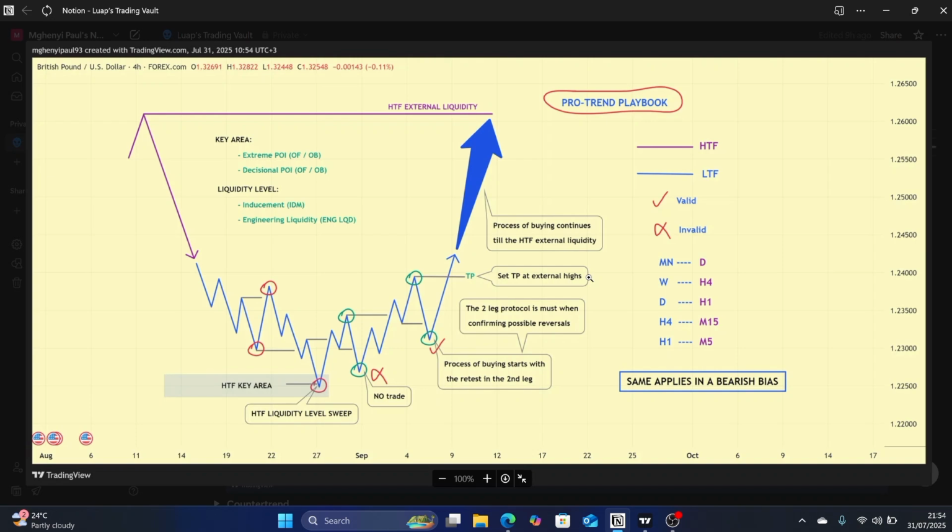Of course, I'm a day trader. I need my trades to close during the day. I don't hold trades overnight. I don't hold trades over the weekend. So this means that I'll be targeting the lower time frame external highs or somewhere above that, but ensure that I also get a good risk to reward. And I said that I don't take a trade with a risk to reward less than 1:3.